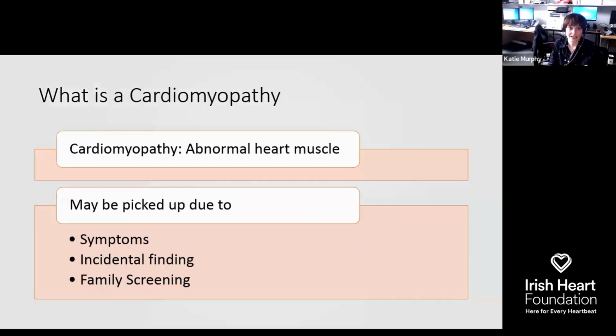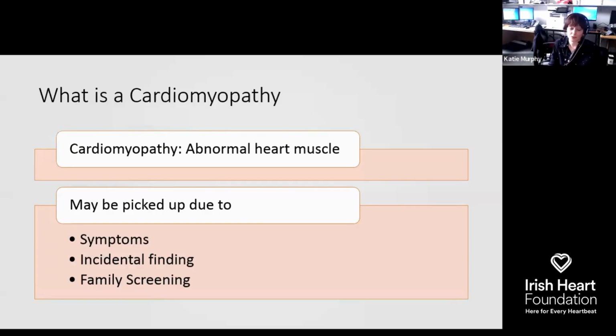So, what is a cardiomyopathy? Cardiomyopathy is just a very generalized term, which means that you have an abnormal heart muscle. It doesn't necessarily mean that you have heart failure, because heart failure is the failure of your heart to meet the needs of your body, whether that is pumping enough blood around your body or getting rid of fluid. And so, how might you be diagnosed with a cardiomyopathy?